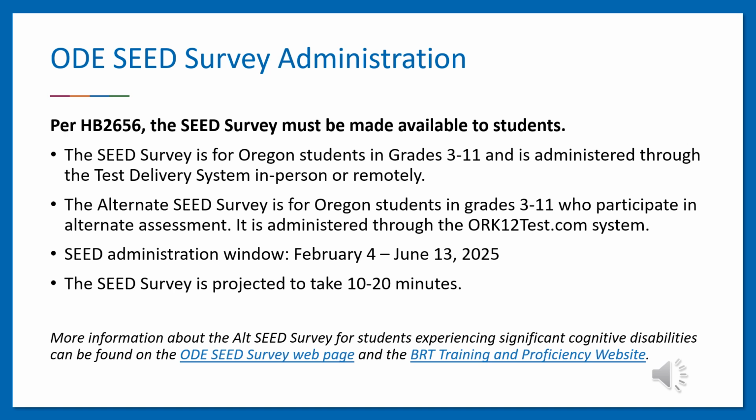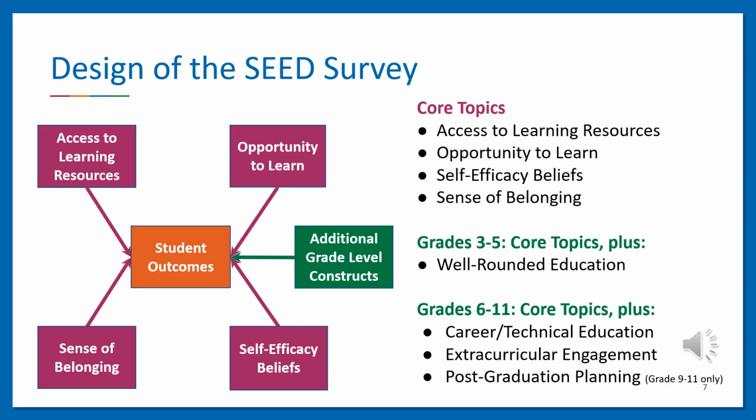More information about the Alt-SEED survey for students experiencing significant cognitive disabilities can be found on the ODE SEED survey webpage and the BRT Training and Proficiency website. The topics addressed on the SEED survey are informed by survey design approaches taken by several established national and international measures. The SEED survey will measure student perceptions in 4 core topics: access to learning resources, opportunity to learn, student self-efficacy beliefs, and sense of belonging. The opportunity to learn and self-efficacy topics focus on specific content areas in each grade level.